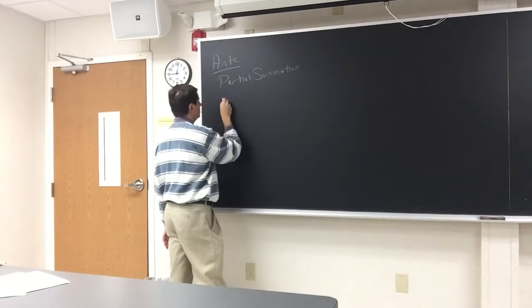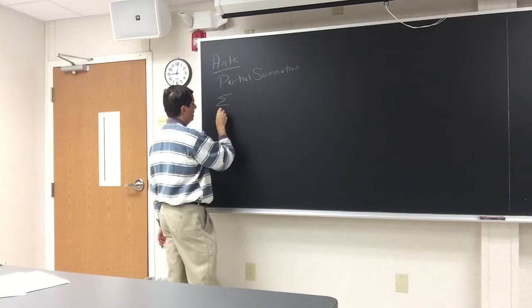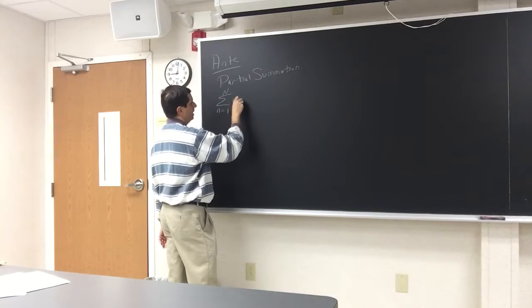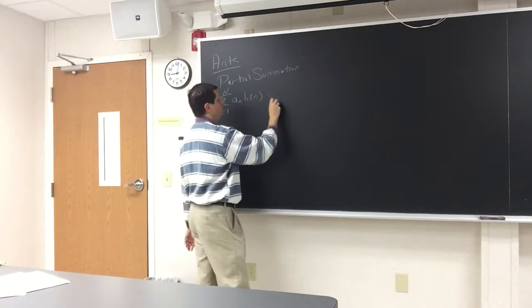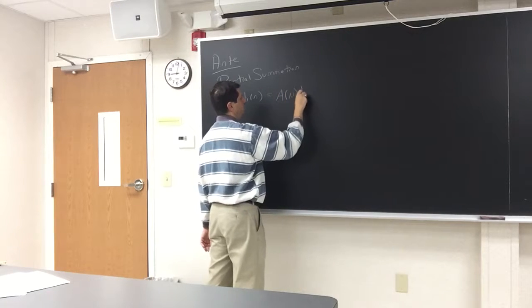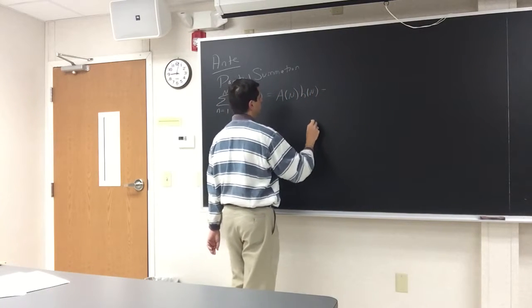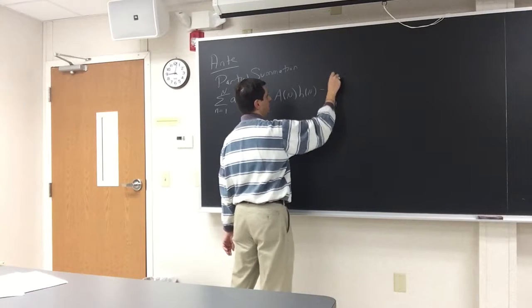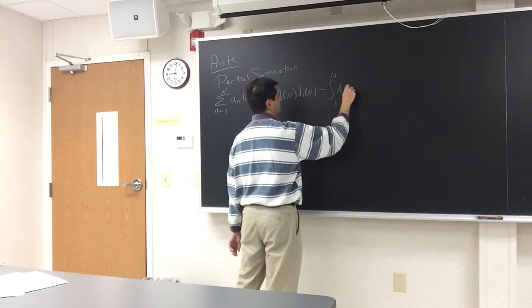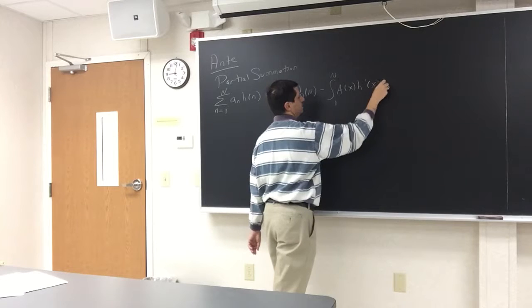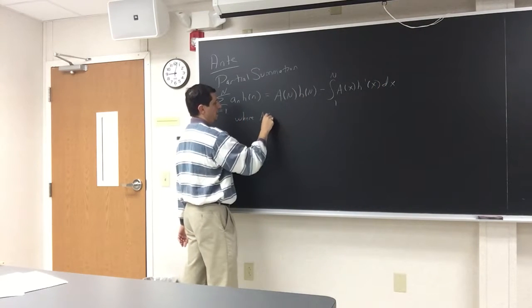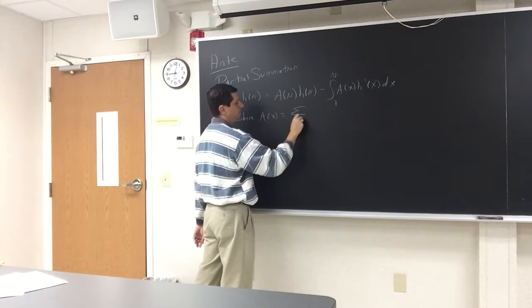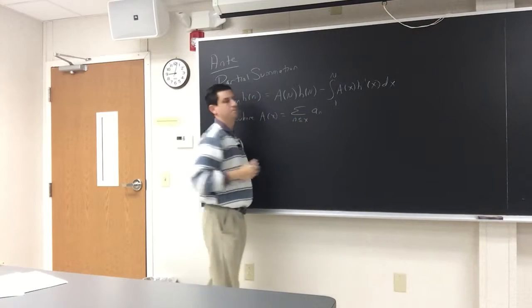And what we'll have is a sum, n maybe going from 1 to big N, of a_n h(n), where h is some nice function. And this will equal A(N) h(N), minus the integral from 1 to N of A(x) h'(x) dx, where A(x) is the sum, little n up to x, of a_n.